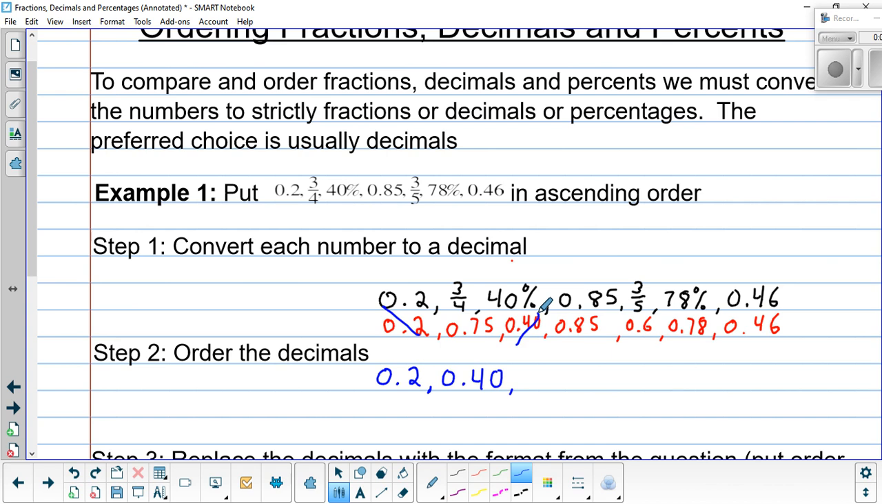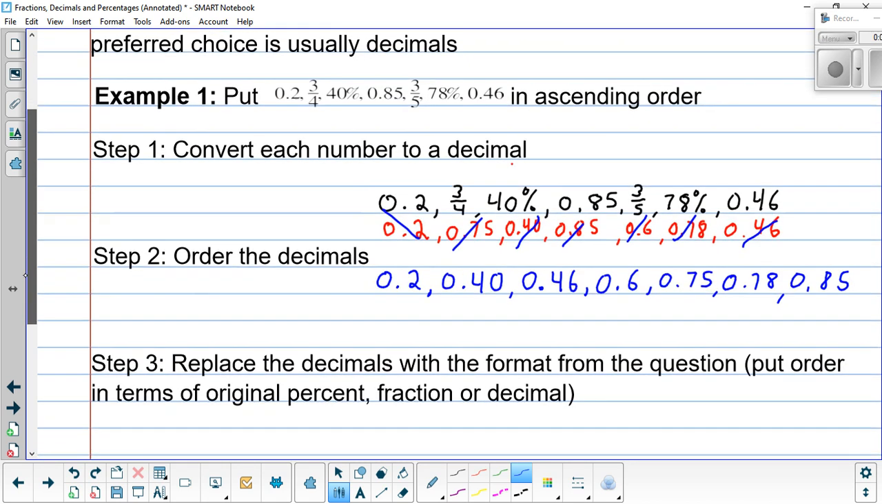So 0.5. Nope, but we have a 0.46. Let's not forget that before continuing. But there's no 0.5. There is this 0.6 here. 0.75. 0.78. And lastly, 0.85. So it's nice crossing them out, because when you get down to the last couple, they go really quick. So we have them all ordered in terms of decimals.